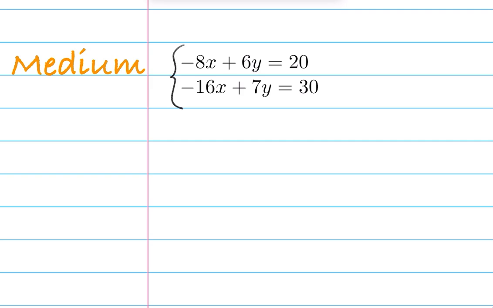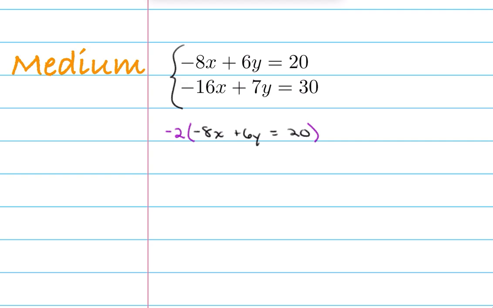So I think what I'm going to do is I'm going to multiply this equation through by a negative 2. Okay, because if I multiply 8 by a negative 2, I'm going to get a positive 16, which makes those opposite signs. And again, it doesn't matter which variable you get rid of, it'll all come out in the end. So I'm going to multiply by negative 2, and I have negative 8x plus 6y equals 20. Remember, if you're going to multiply an equation through, you have to multiply the entire equation through.